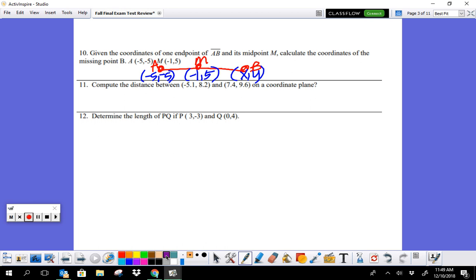So let's look at the X values. You can see from -5 up to -1, we would have to go up 4. And if -1 is in the middle, that means we would have to go up 4 more to get to the other X.